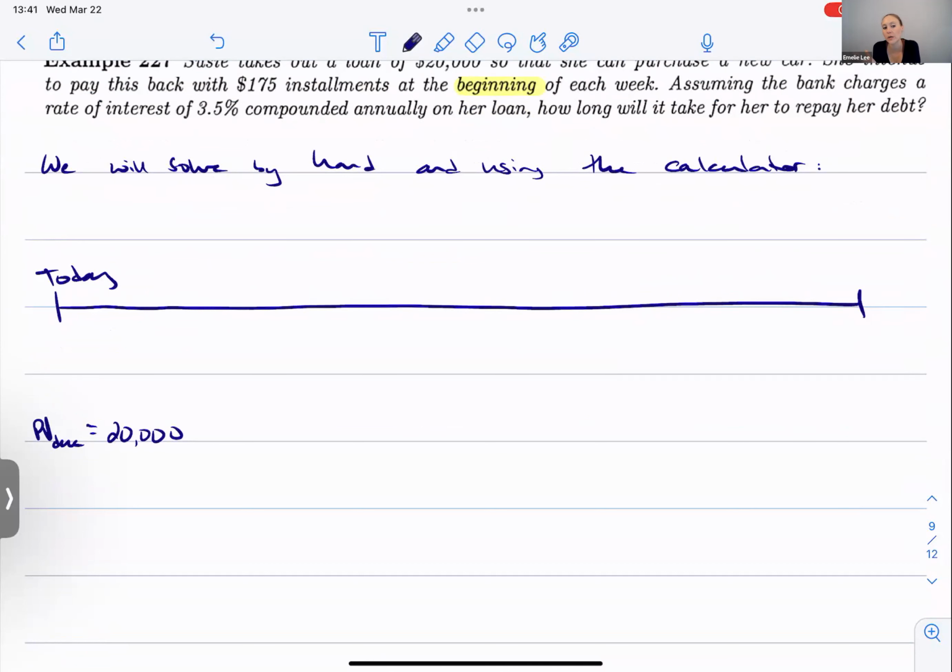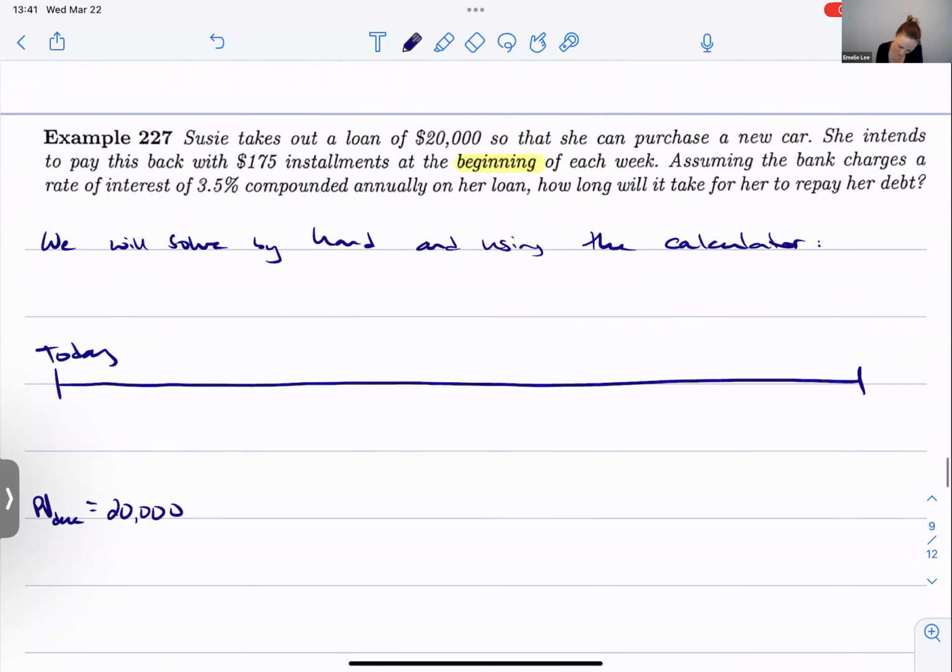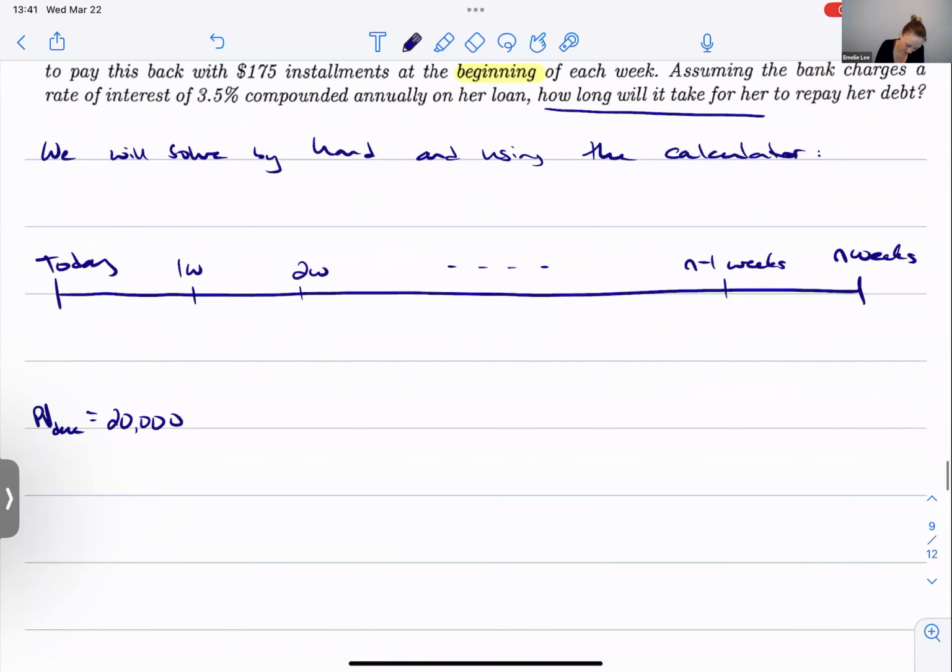She's going to end up paying more than $20,000 in the total payments, right? But that's how interest works. And so at the beginning of each week, so 1 week, 2 weeks, up to n weeks, and n minus 1 weeks, right? How long will it take? So that means that we first have to find n, and then we can find t. $175 at the beginning of each week. So when it's at the beginning, I shift them all over to the left one, like that.